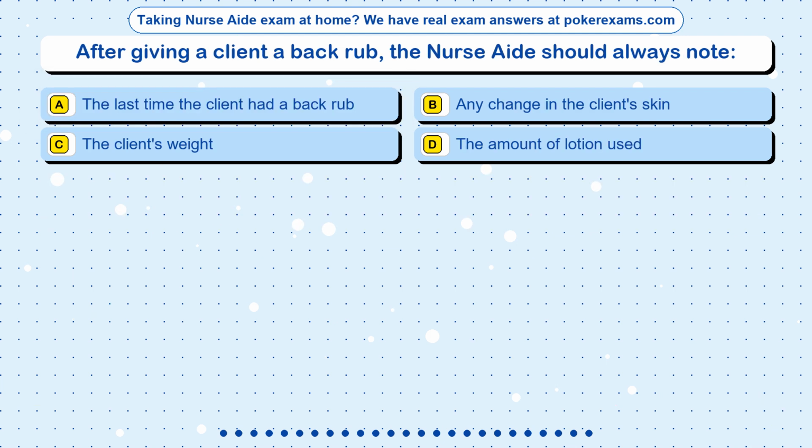Question 2. After giving a client a back rub, the nurse aide should always note: Option A, the last time the client had a back rub. Option B, any change in the client's skin. Option C, the client's weight. Option D, the amount of lotion used.